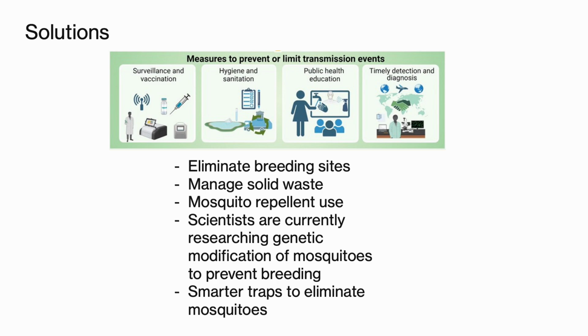So measures to prevent or limit these transmission effects, we can create vaccines for different viruses. A dengue vaccine is in the works, and a chikungunya vaccine is actually created. We just need to distribute it to people. Working on hygiene and sanitation so there are fewer areas for mosquitoes to multiply. And then what we're doing here is making sure that people are aware of these diseases and how climate change is impacting them. In addition to this, efforts to eliminate breeding sites and manage solid waste, as I mentioned with sanitation, can help limit the number of mosquitoes.